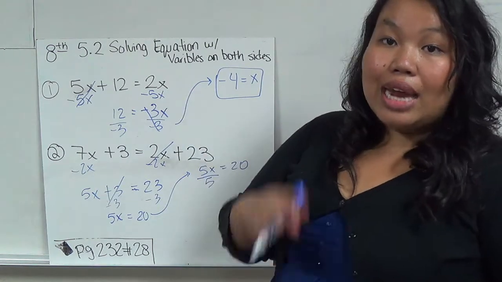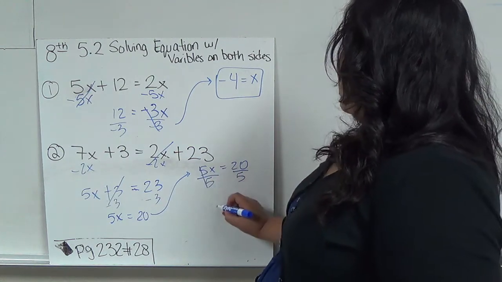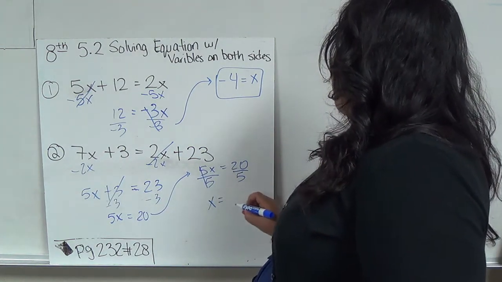And what I do to one side, I have to do to the other. So I have to divide this by 5. This cancels out, and I end up with x equals 4.